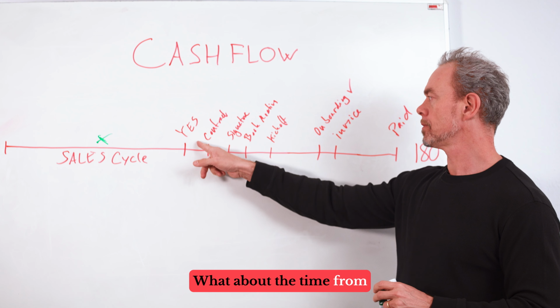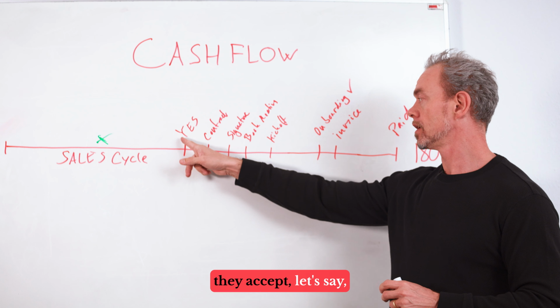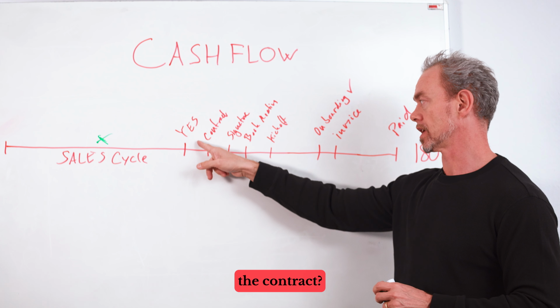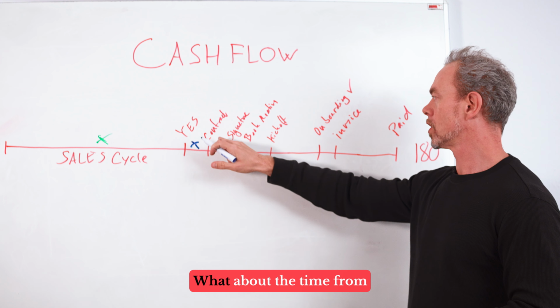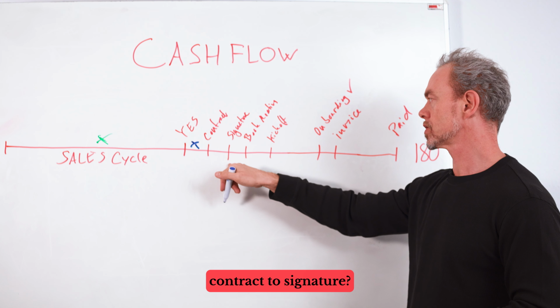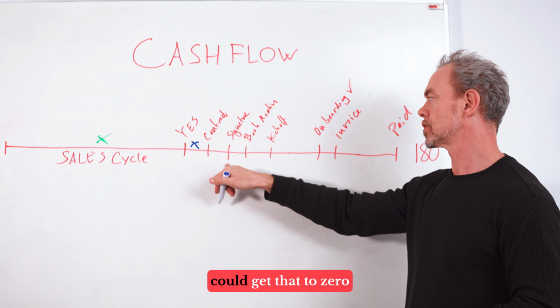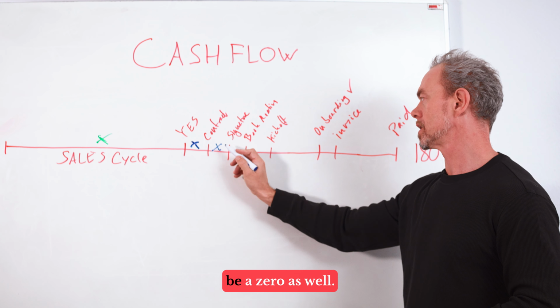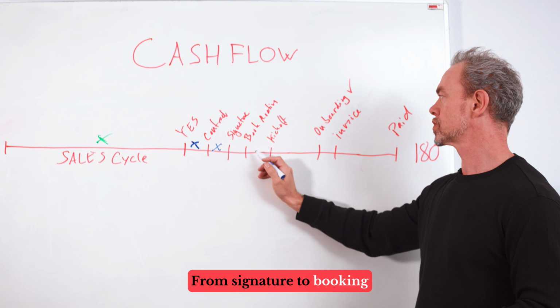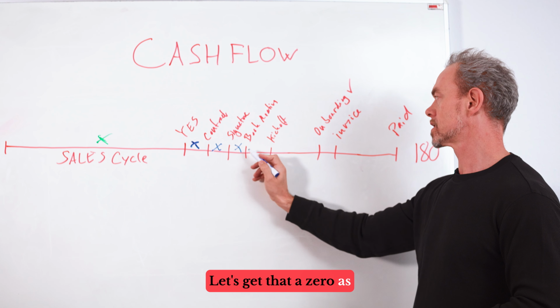What about the time from they accept, let's say on email, until you send the contract? That is dead time. That needs to be 0. What about the time from contract to signature? Hopefully, you actually could get that to 0 as well. Let's say you can map it in here. So I would say that would be a 0 as well. From signature to booking a meeting, let's get that as 0 as well.